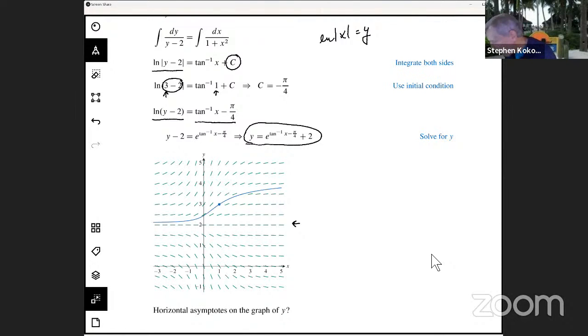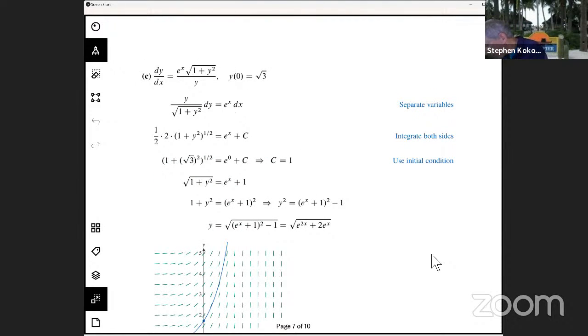I like that one. Have we got time for one more? I think so. Maybe a couple more.